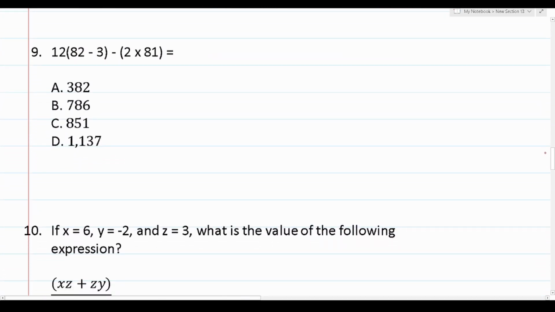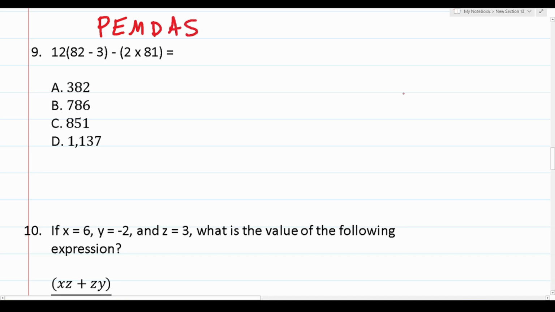All right, so for number 9, we have 12 times parentheses 82 minus 3 minus parentheses 2 times 81. So in order to get this one right, you have to be mindful of the order of operations. More often than not, people remember the order of operations by using an acronym, PEMDAS.